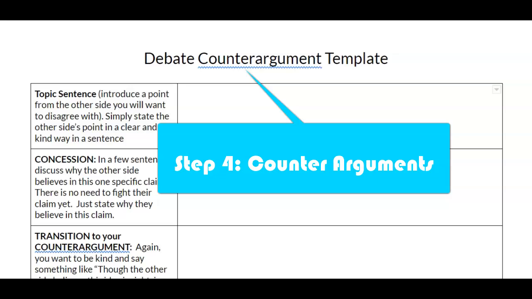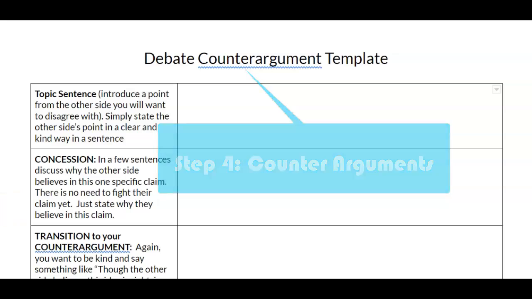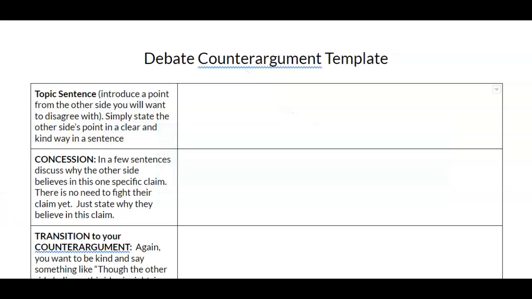Hey everybody, this recording is going to go through how to complete the debate counter argument template. So the purpose of this step, this is step 4, is to think about what the other side's arguments are going to be and then figure out how you would rebuke those arguments or how you would counter those arguments.